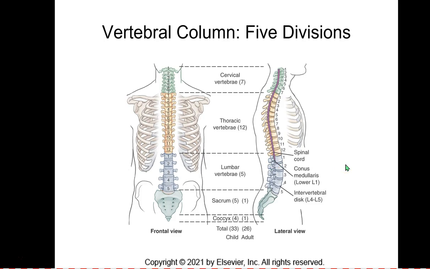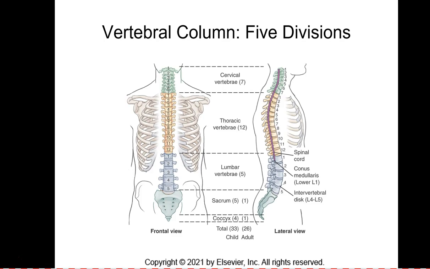At that point, it tapers off into something called the conus medullaris. In some people, the conus medullaris may extend as low as L2. Therefore, any type of lumbar puncture into the spinal canal usually occurs below that level at L3, L4.